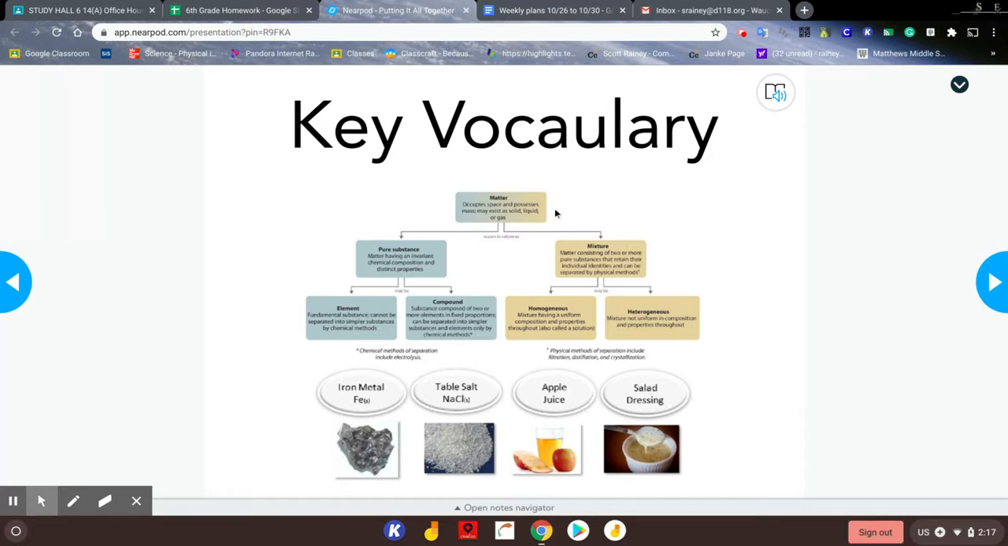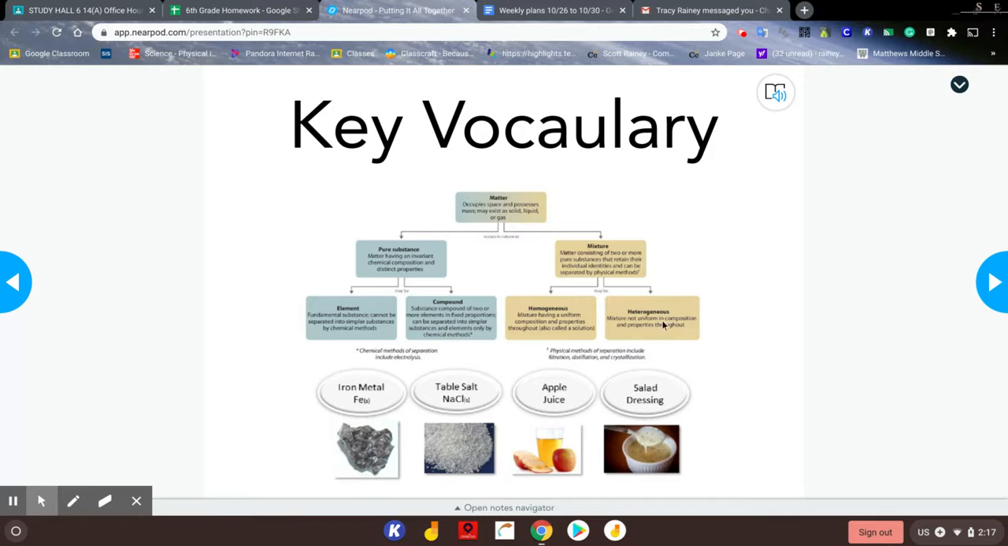Key vocabulary, we talked about matter. Remember, matter is anything that has mass and takes up space. Talked about pure substances, which are your elements and your compounds. They are the same throughout. They include your elements like iron and gold and copper. Anything on the periodic table, it's just one type of atom, which is an element.